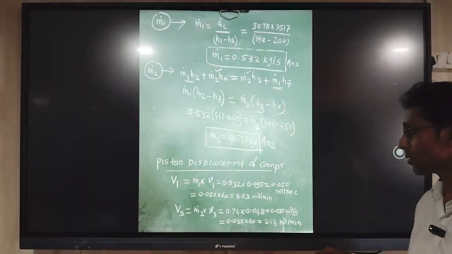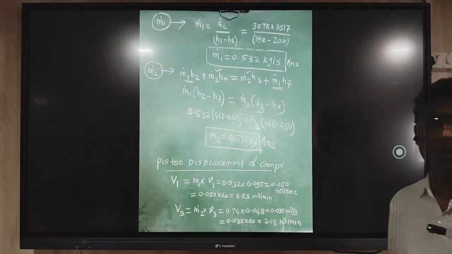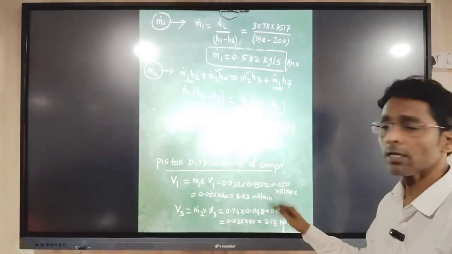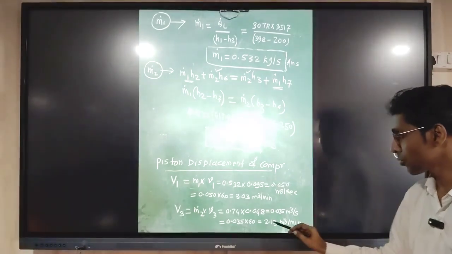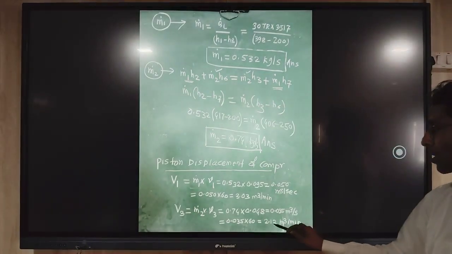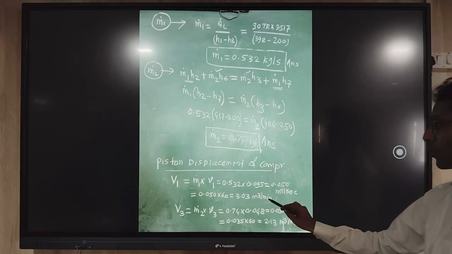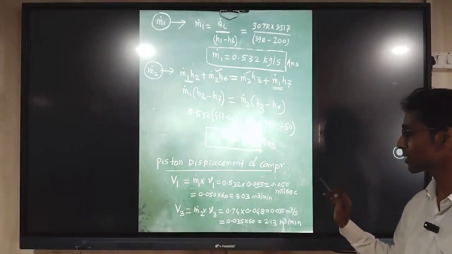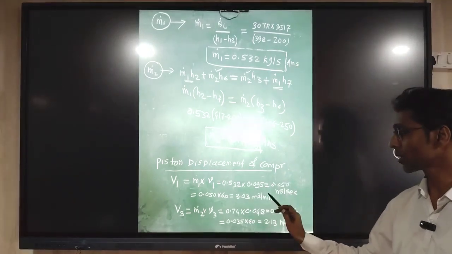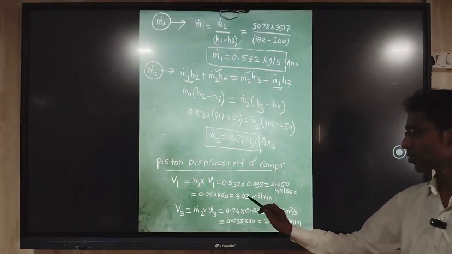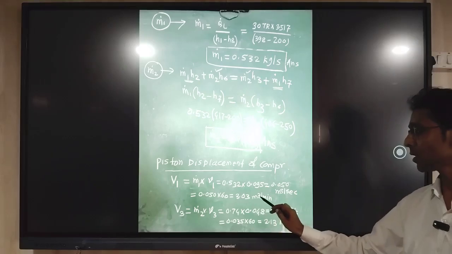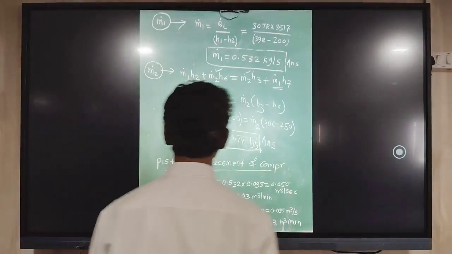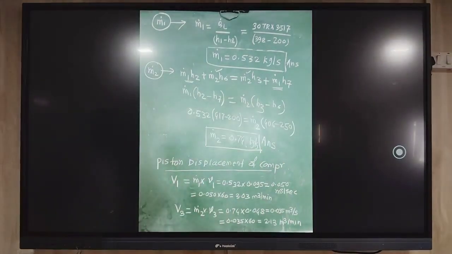In some numericals, it is sometimes asked to mention the piston displacement in meter cube per minute. So you can do that calculation and mention it in meter cube per minute also. For that, you have to multiply the value in meter cube per second by 60 to convert it into meter cube per minute. So as per the requirement, you do the calculation in the numerical.